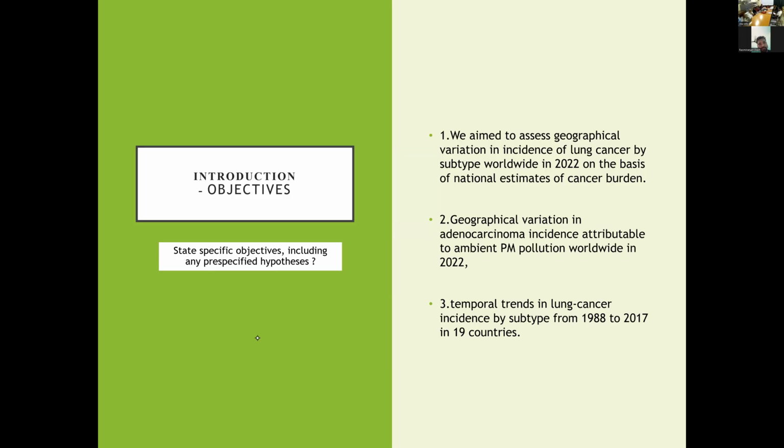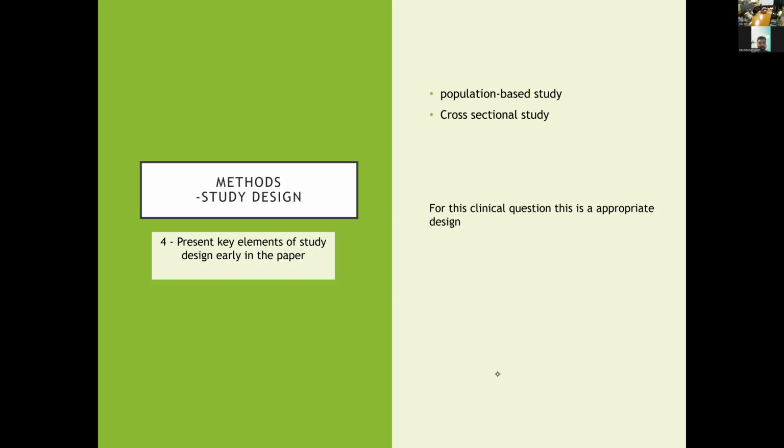So objectives of the study, the pre-specified hypothesis. The first or main objective was to assess the geographical variation in incidence of lung cancer by subtype worldwide in 2022. Normally in a cross-section, because we are collecting data at one time, we get a snapshot or a prevalence. But here, because they have done a population-based registry study, they have looked at the new cases detected in 2022 that they have reported as incidence. They also looked at whether there is variation in this particular subtype attributable to ambient particulate matter, that is pollution, and they have also tried to look at the trend based on some birth cohorts, some different age groups. So that is clearly mentioned.